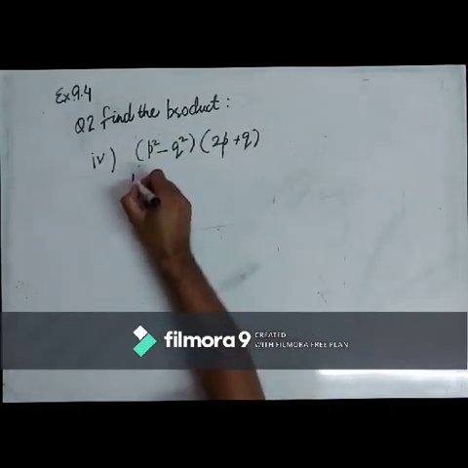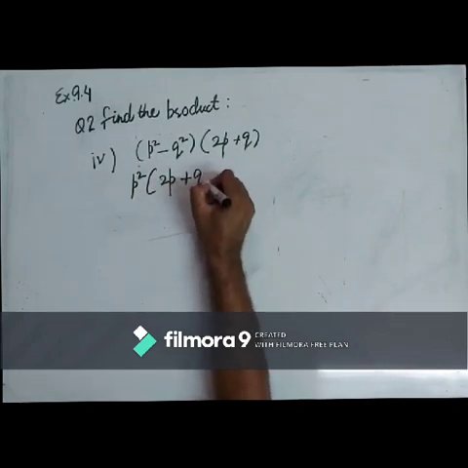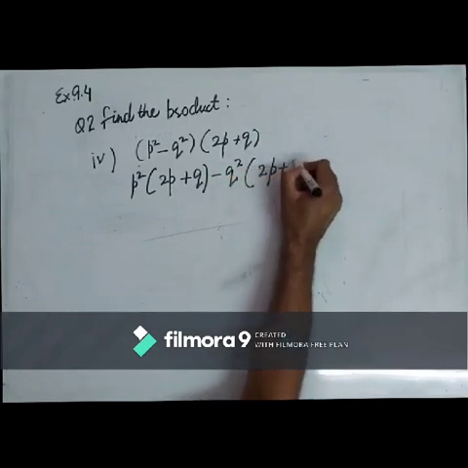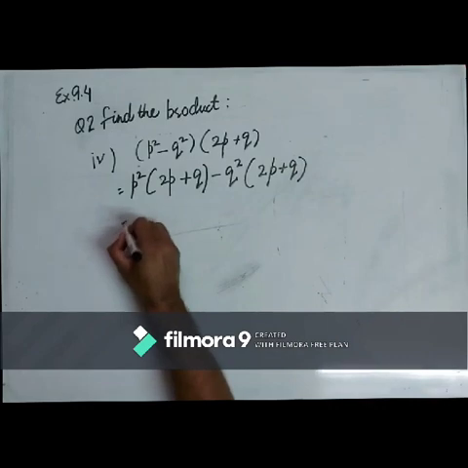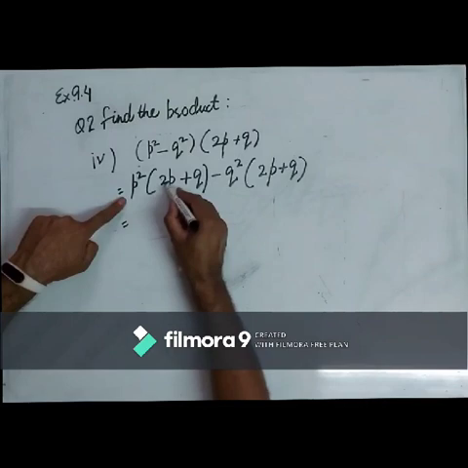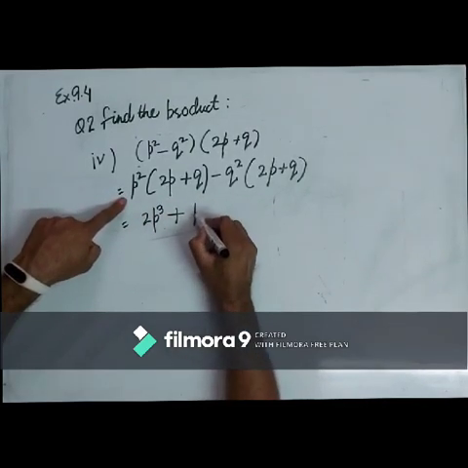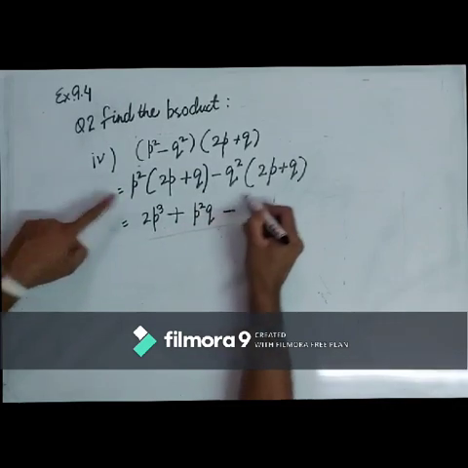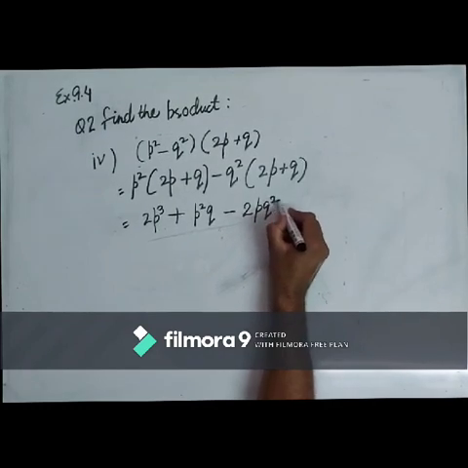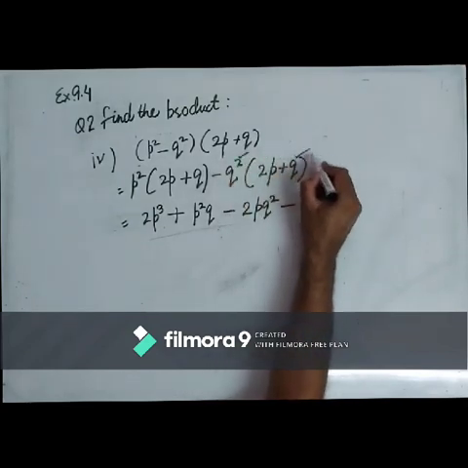So here we have p square bracket start, the same way as told, minus q square bracket start 2p plus q. So you will be getting, distribute, p square into 2p, that is 2p cube plus p square q minus 2p q square minus q cube, right?